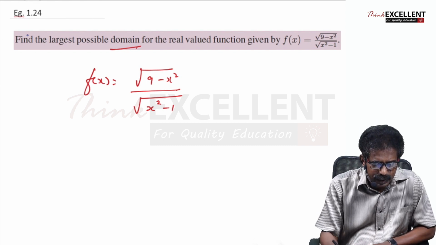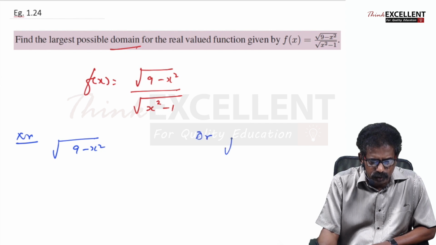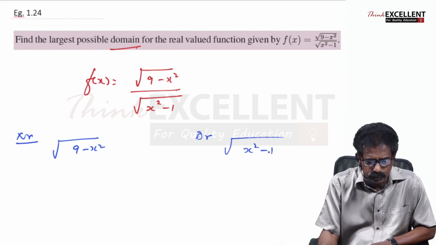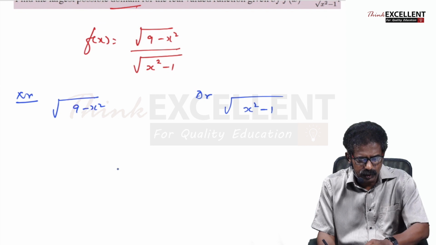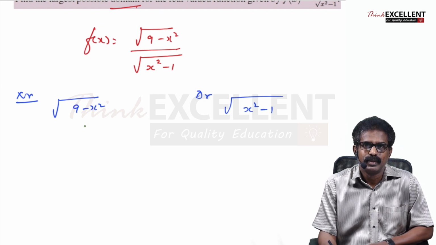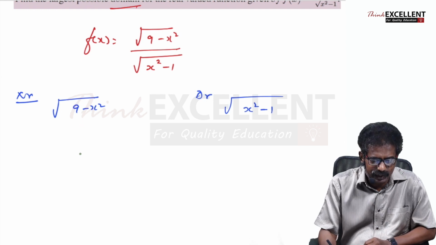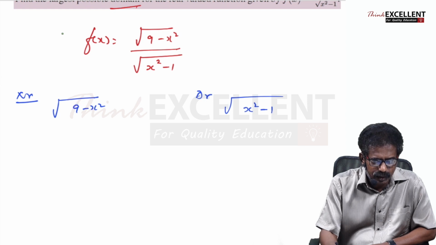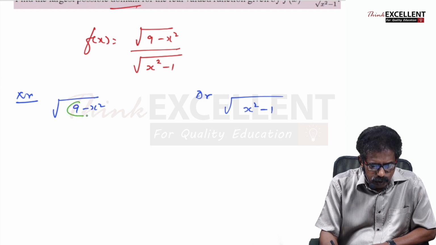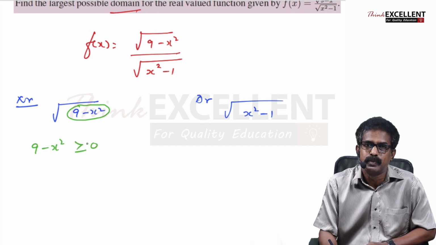So here the numerator is root of 9 minus x square and the denominator is root of x square minus 1. So what are the values to be excluded? Here it is better we do it inside the root; it must be positive. That is the domain, right? So what is the term inside the root in the numerator? 9 minus x square, right? So 9 minus x square must be greater than or equal to 0.